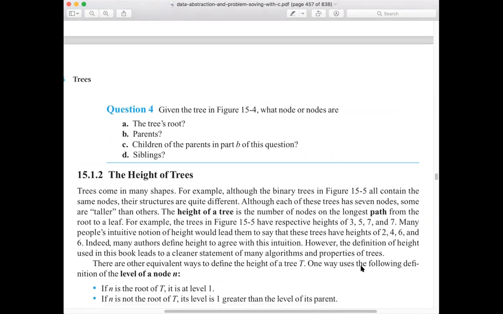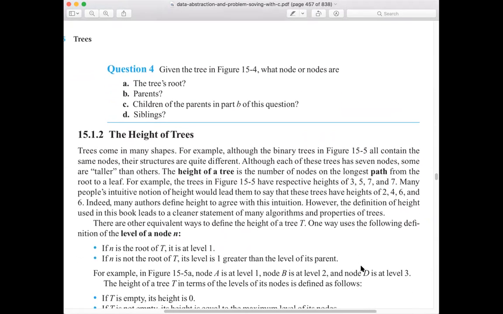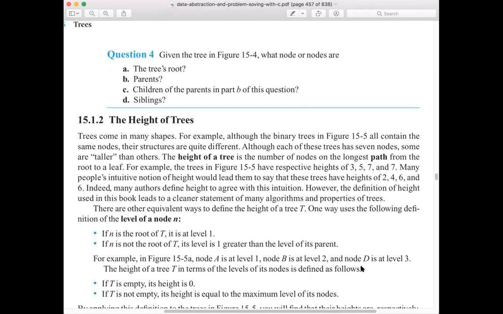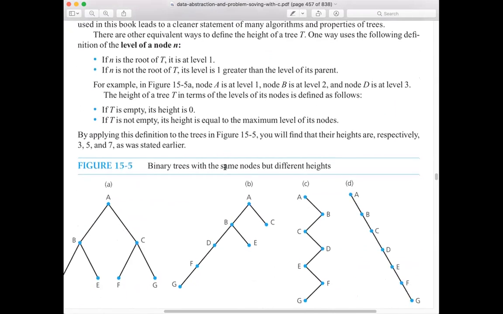All right, the height of trees. This is something that it's easy to get off by one. So let's just take a careful look at it, okay? The height of a tree is the number of nodes on the longest path from the root to a leaf. So here are some examples.